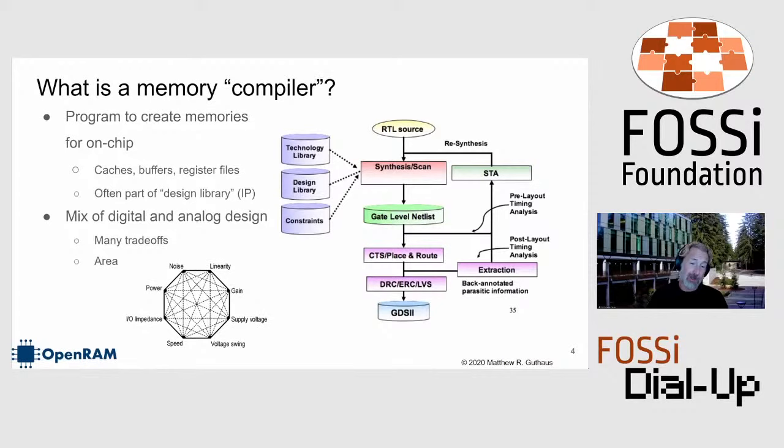Now, along with this, because it's kind of a mix of digital and analog design, there are many trade-offs. And on the bottom here, I kind of wrote, this is the famous Razavi octagon of amplifier trade-offs. It shows that there are all these different components like noise and supply voltage and voltage swing, speed, power. Many of these also apply to memory design, but memory is also very much constrained by area. That's really the driving thing. How many bits can you fit in a given chip area and still have reliability and performance and all these things? So that's what makes it a challenging problem.